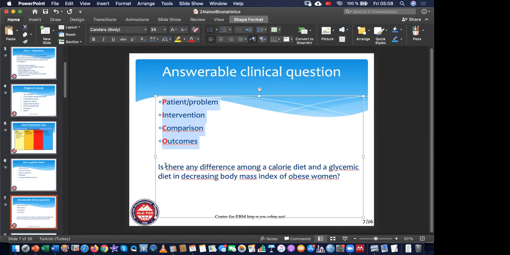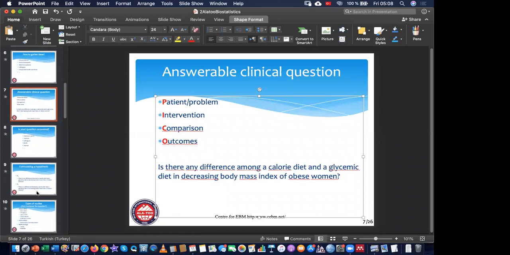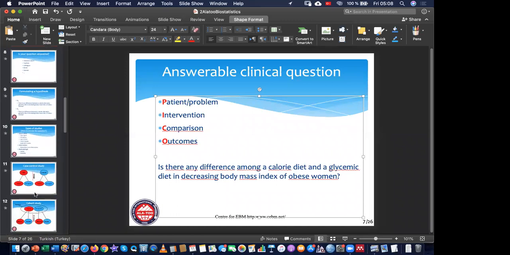In an answerable clinical question, we need to have these 4 components. What is the problem? What kind of intervention and comparisons do we have? Which groups do we compare? And what is our outcomes? Okay. That's not so good. You should be performing better.